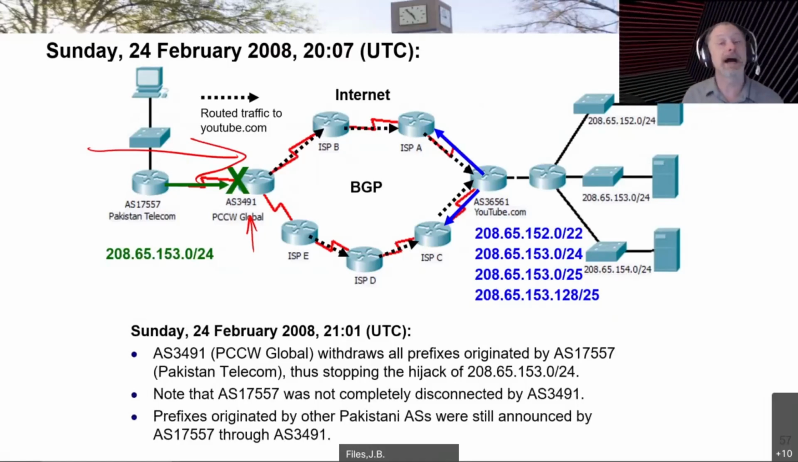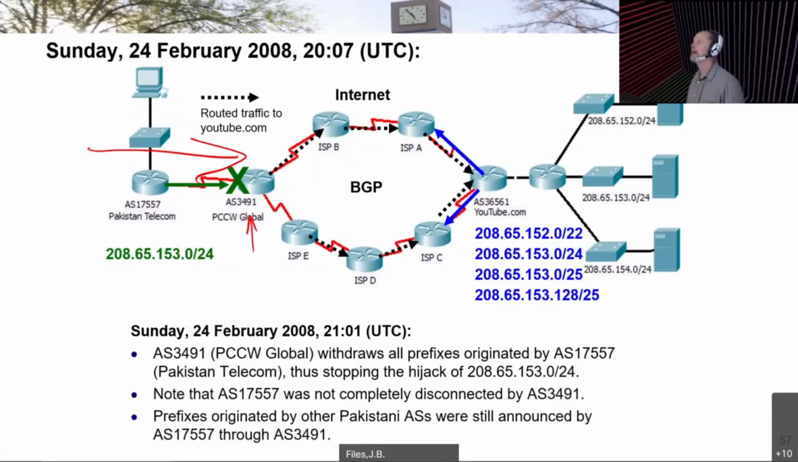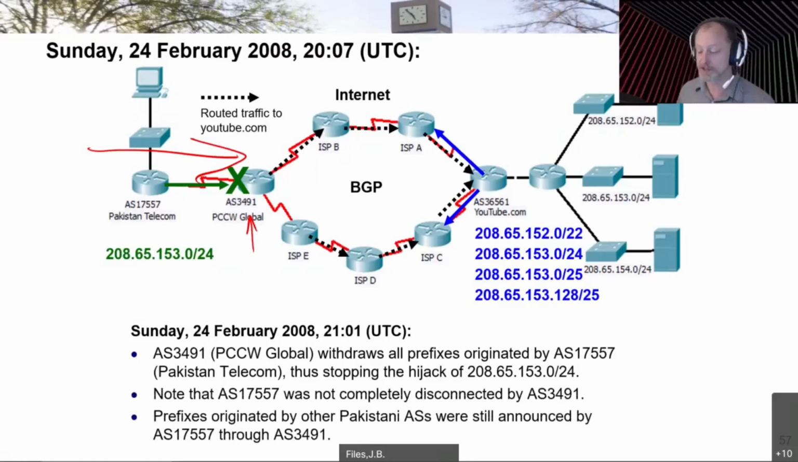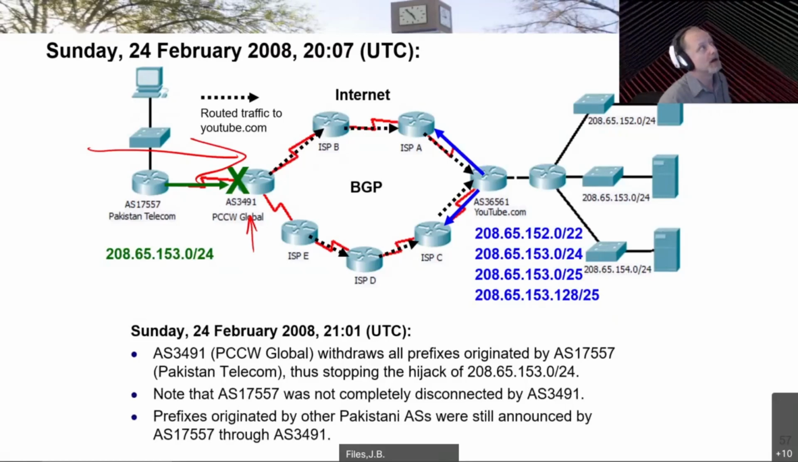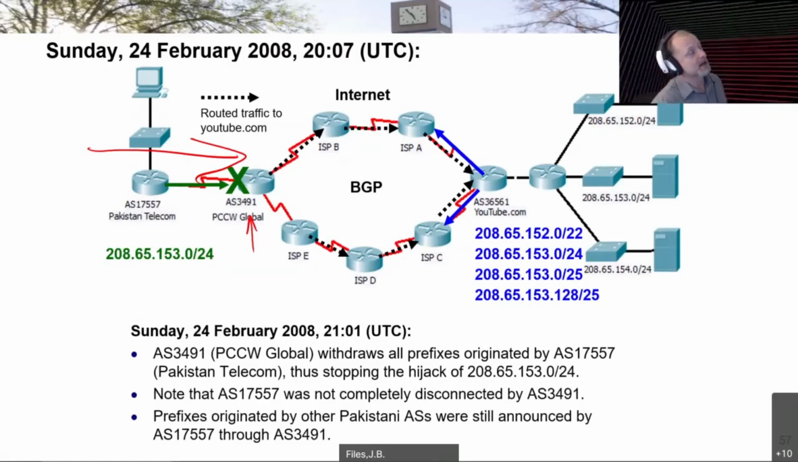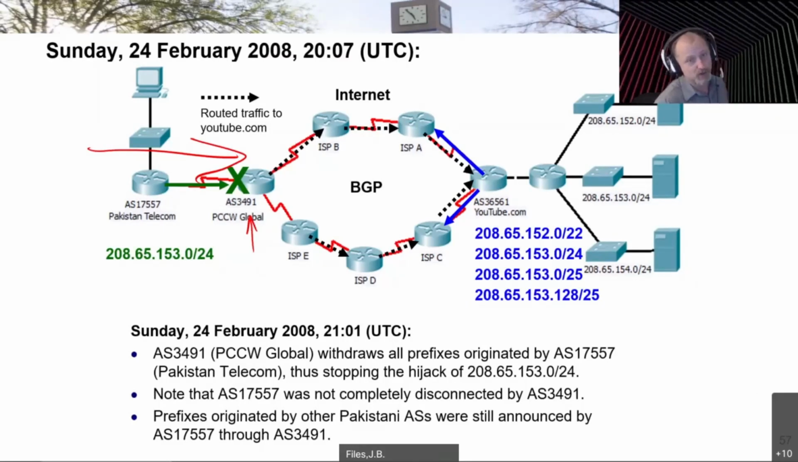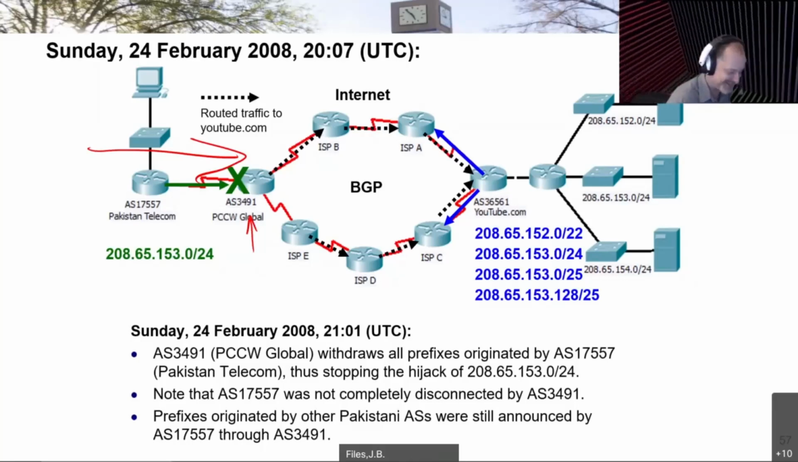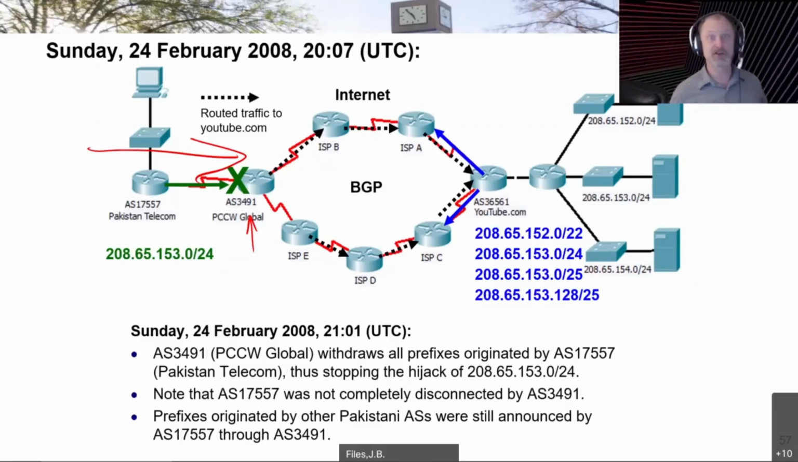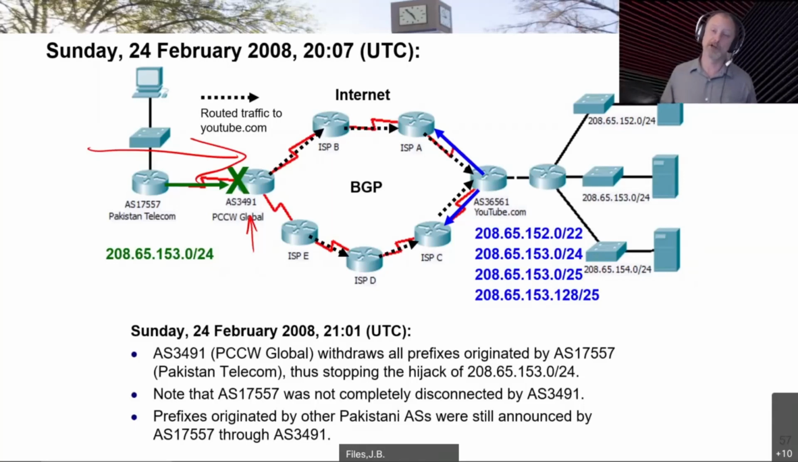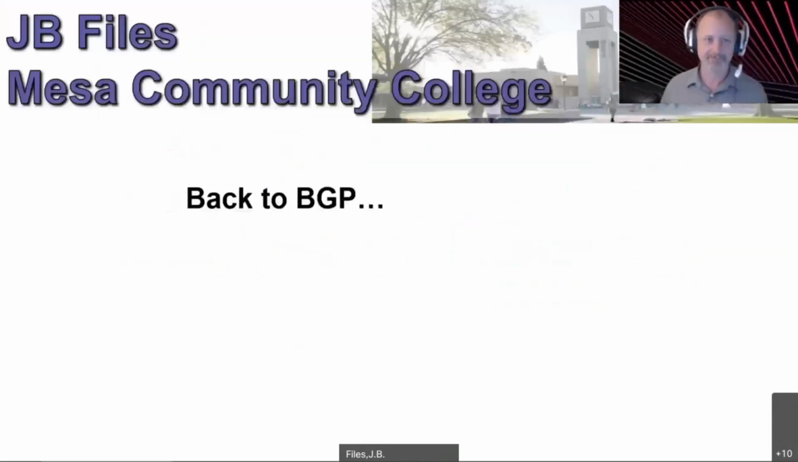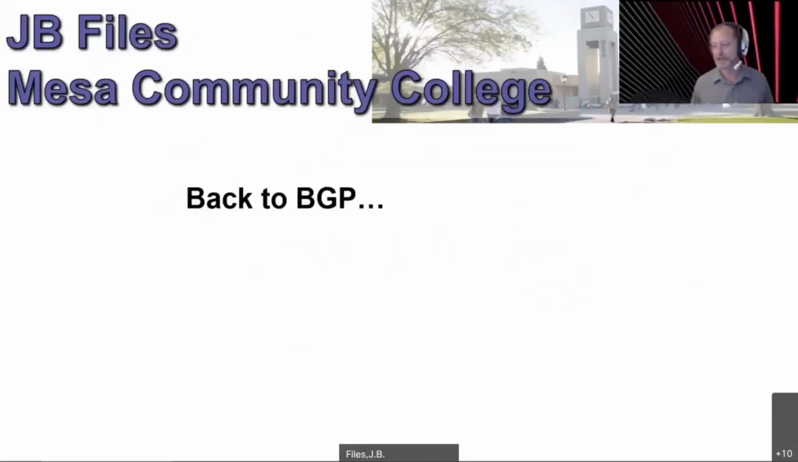And a few years prior to that, the same thing happened where traffic that was owned by the U.S. military was routed through China. The official story is that was an accident. Who knows? All right, back to BGP.